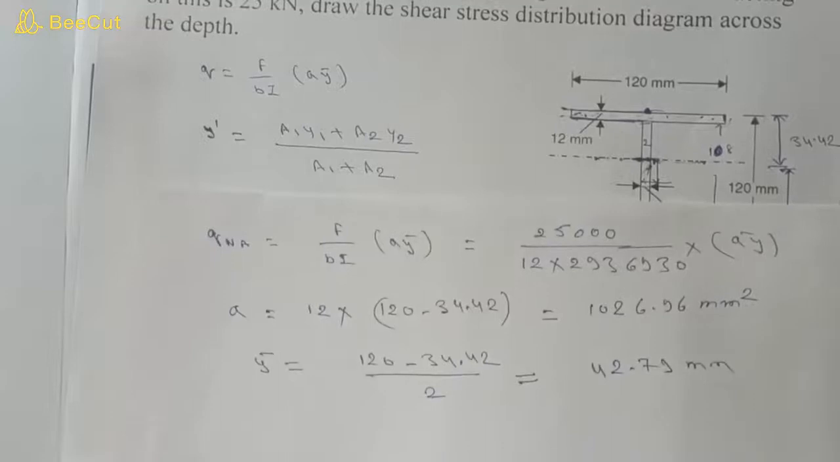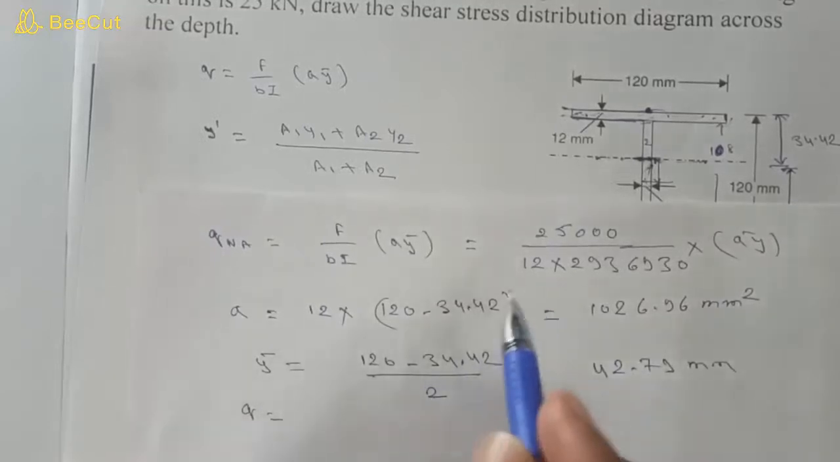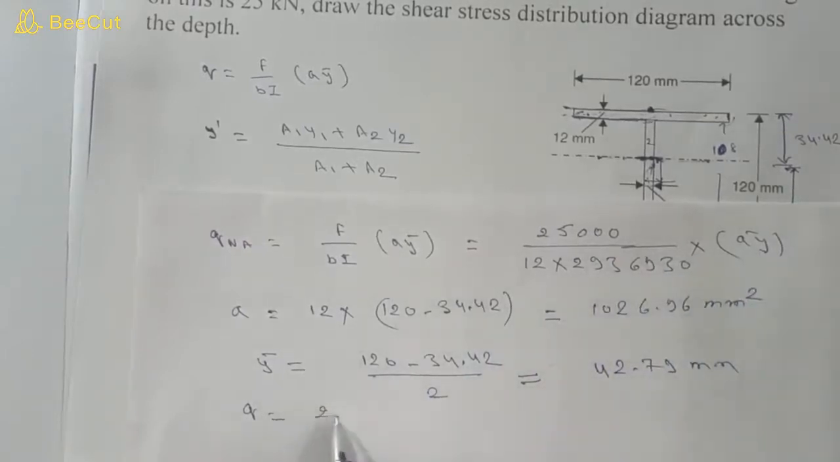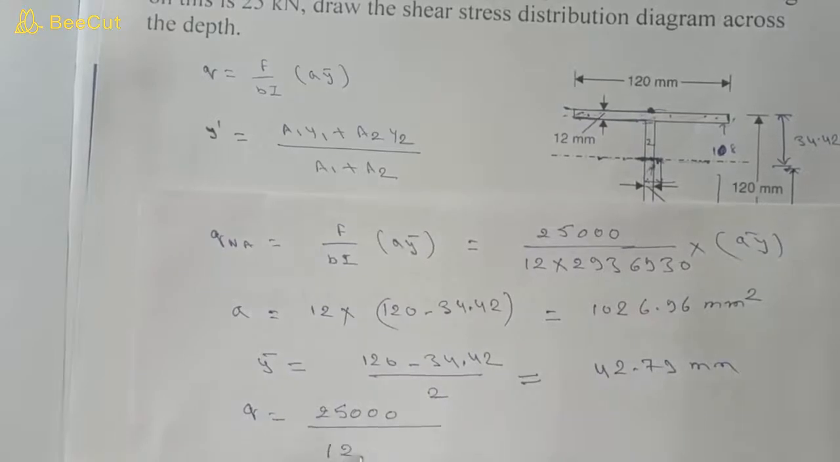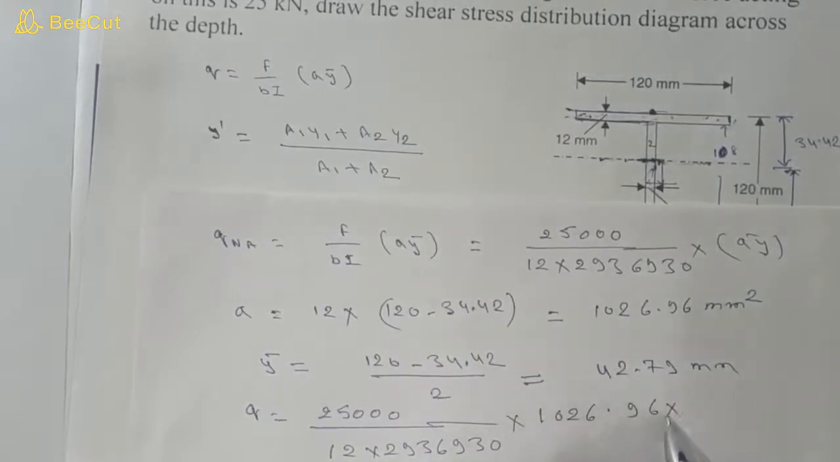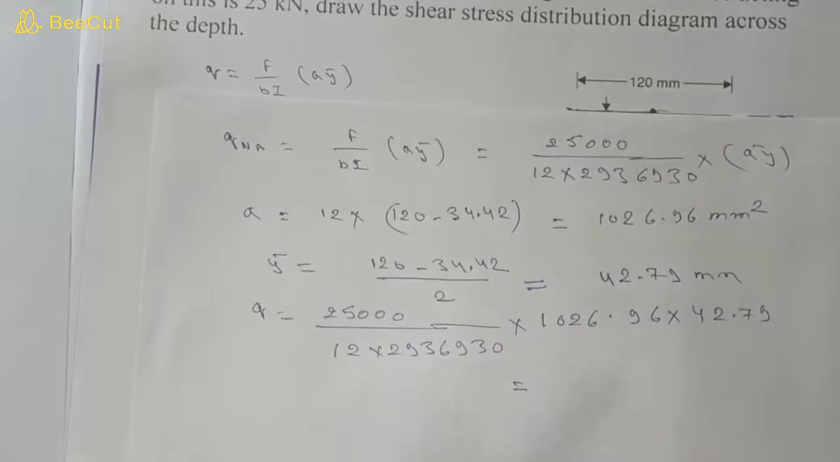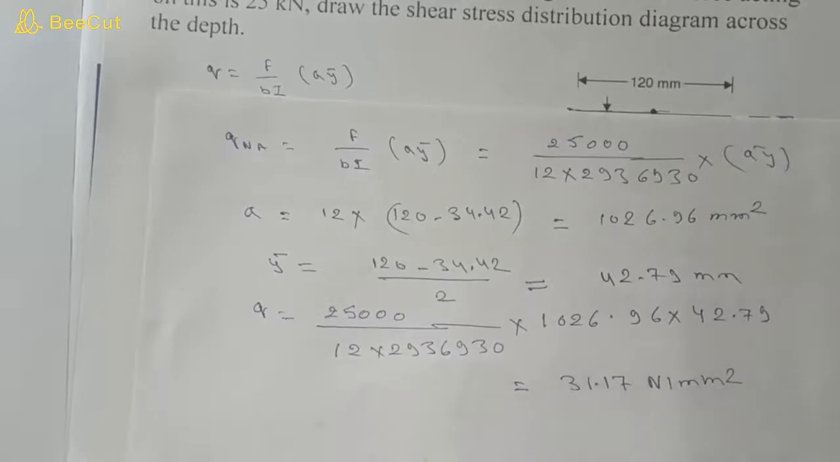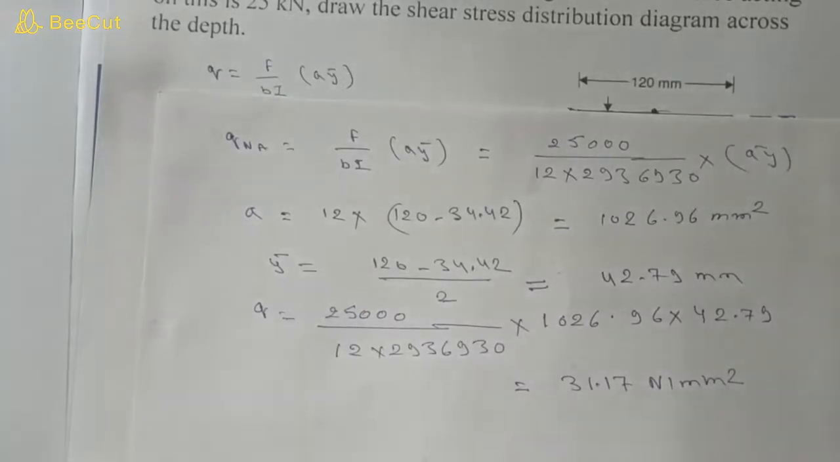So we will put all the values in the formula. Q is equal to 25,000 divided by 12 into 2936930, into the area, 1026.96, into the distance, 42.79. If you calculate this, then you will get 31.17 Newton per mm square. So now we have found the shear stress at all the important points, so we can now draw the diagram of the shear stress distribution across the section.